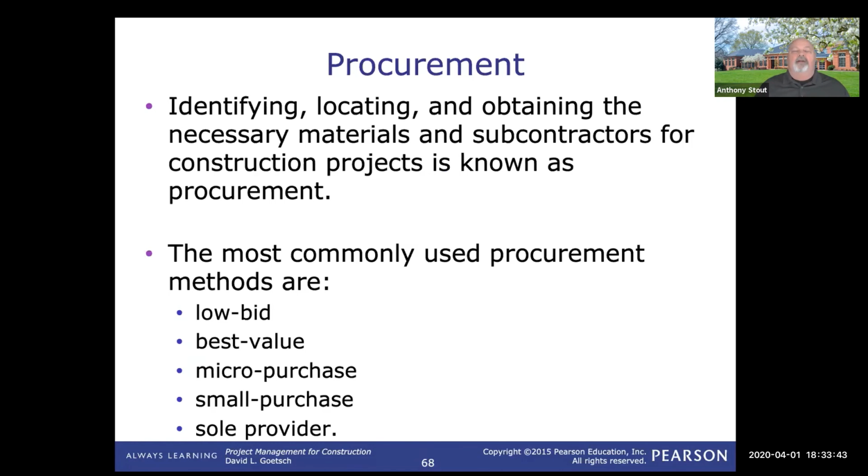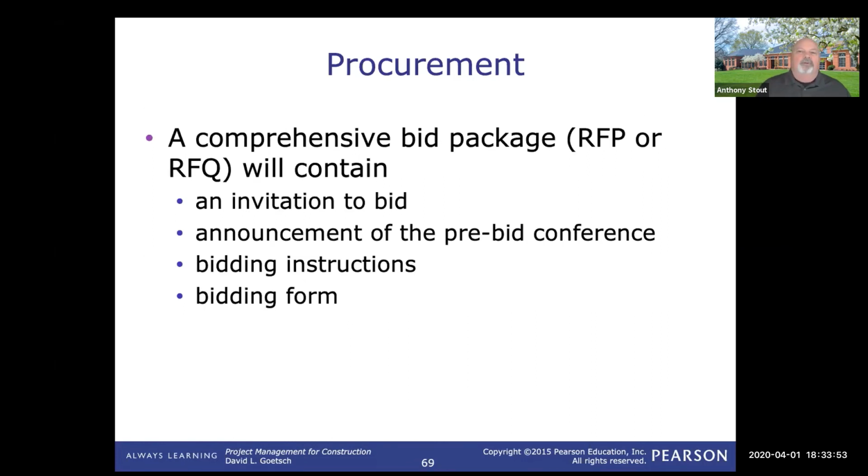When we talk about a contractual method, we can do low bid, best value, small purchase, or even a sole provider if we have somebody that we're going to. We can do an RFP that asks somebody to respond to a proposal and give their entire bid on something. So there's a number of different ways that we can do it.